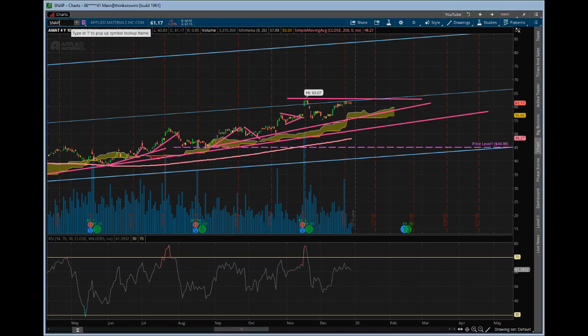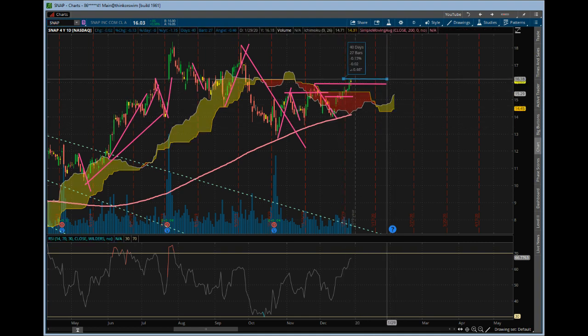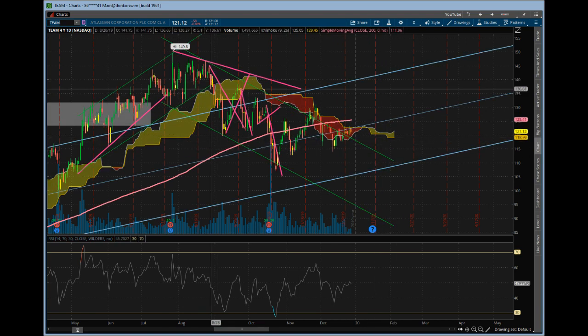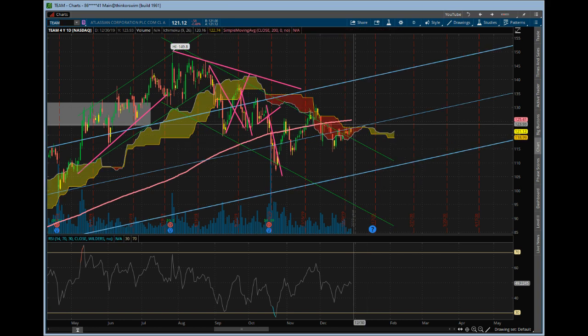Snap. Snap's trying. I love how it broke out of the cloud. I like the inside day. I like it for Monday, so we'll definitely continue to keep an eye on this one. It's also had some call activity. Then TEAM. Inside day. It's out of this macro downward channel right here. So let's see if we can get over the cloud, see if we can get over the 2-day moving average, and then over these guys.